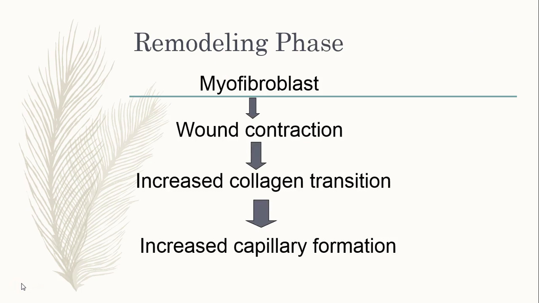So the remodeling phase, myofibroblasts occur. So myo meaning muscle, fibro meaning blood, blast meaning new, okay? As the muscle cells grow together, the wound contracts, so that's good. We got a good healing scar. We've increased collagen transition into a stronger collagen, and then we have increased capillary formation, so that's even more new little blood cells being formed in the area to strengthen it up and help it get stronger.